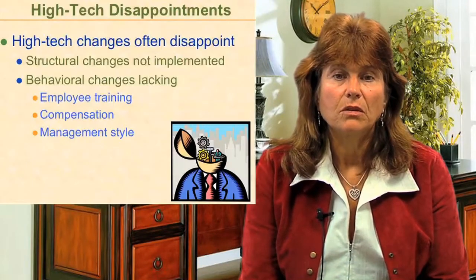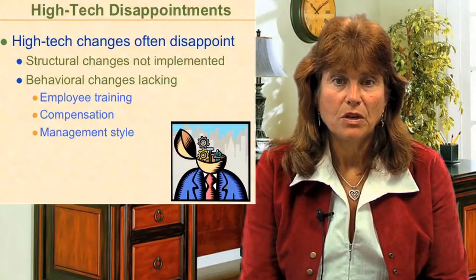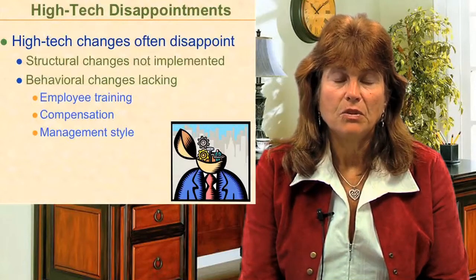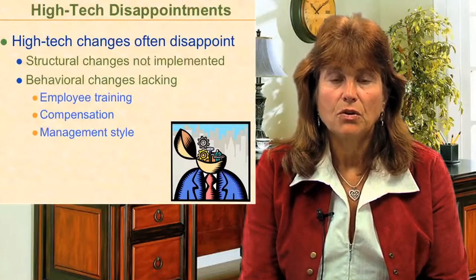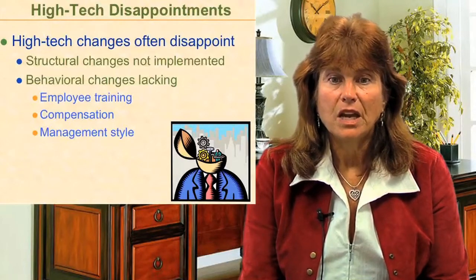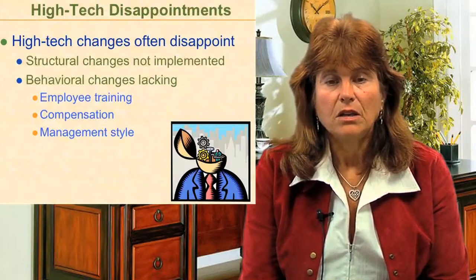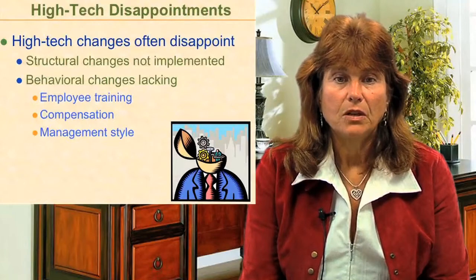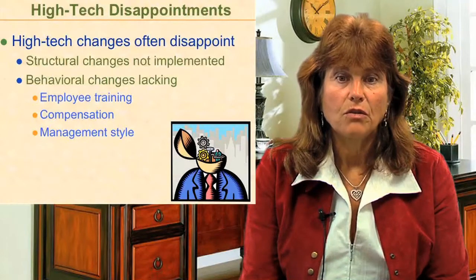What happens is sometimes you worry about high-tech disappointments in organizational change, because oftentimes they bring in the technology but they don't change the structure of the organization, or they don't help change the behavior so people learn how to do this. This can be mitigated through using employee training, having different compensation packages that reward people for implementing this kind of change, or for changing the management style.